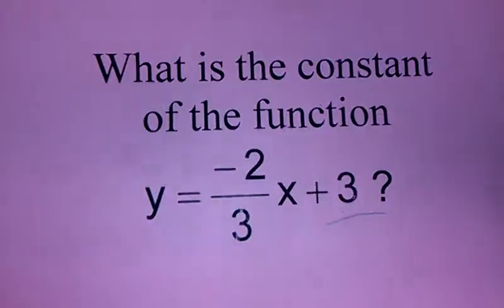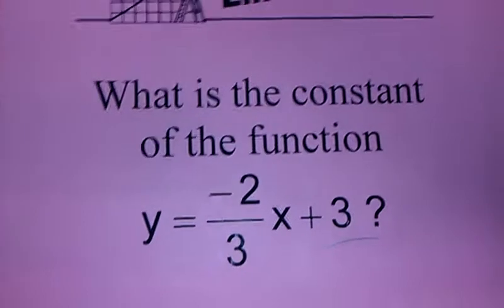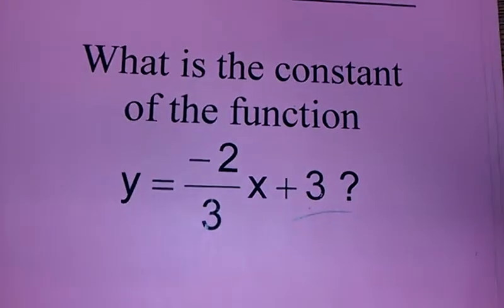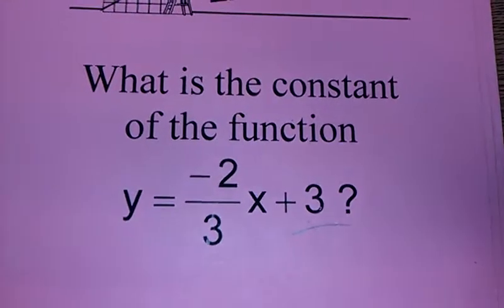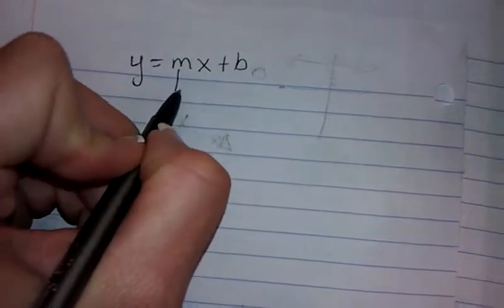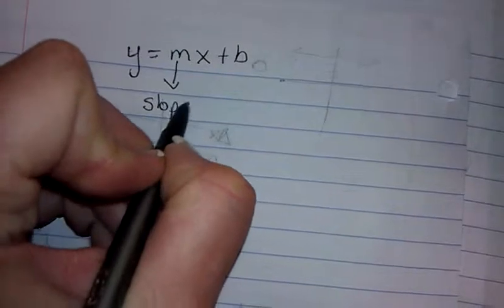Now it says, what is the constant of the function y equals negative 2/3 x plus 3? Constant is the same as the y-intercept. So let me go back over here for a second. y equals mx plus b. This is just a review here. Remember, this is the slope.